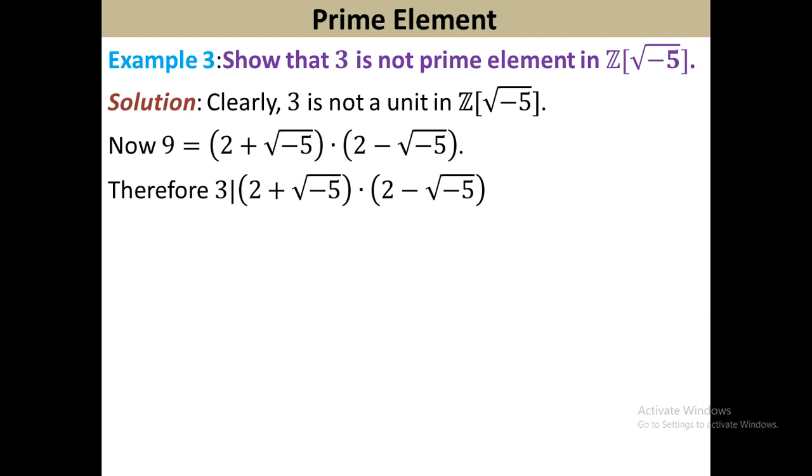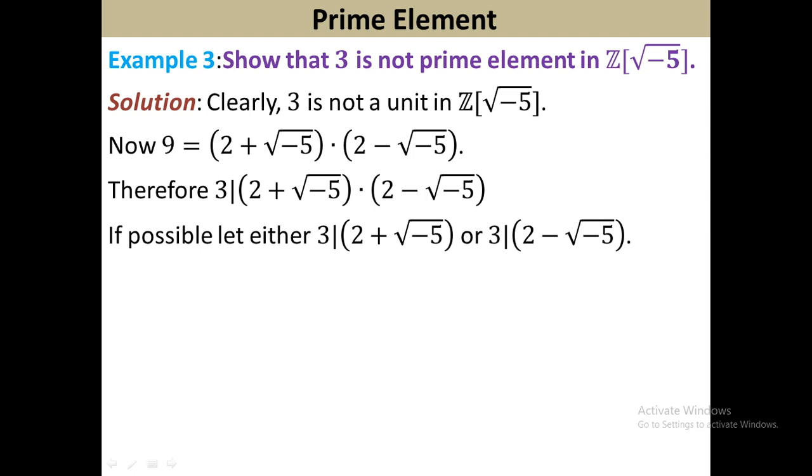Now we have to show that, if possible, 3 will be prime. If 3 is a prime, then 3 divides this or 3 divides that. Here I have this example to show that 3 is not a prime, therefore we have to show that neither 3 divides this nor 3 divides that. If possible, let 3 divide either this or that. Now we consider every case.